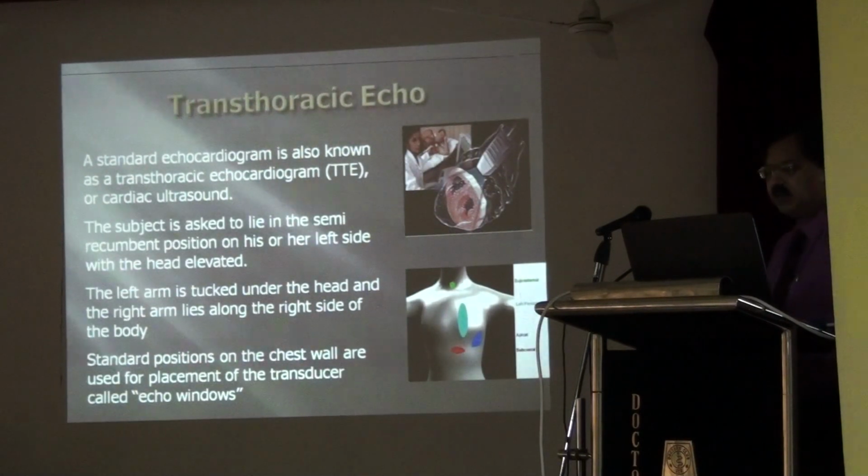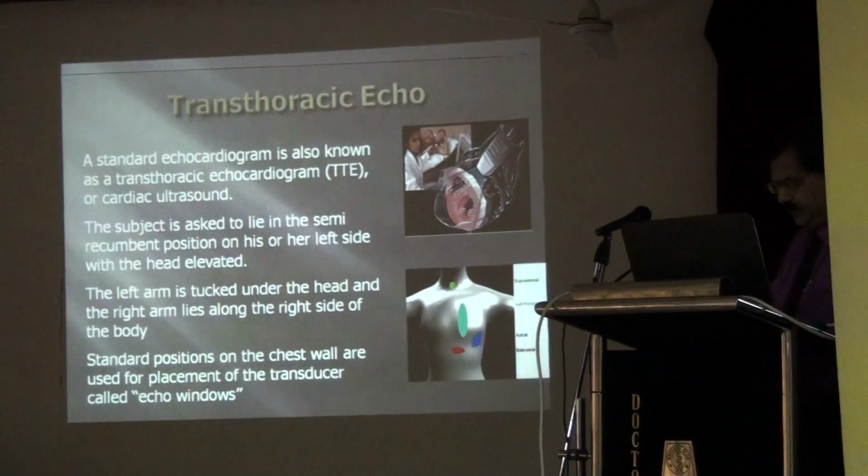Then the basic modalities. We know there are transthoracic and transesophageal echocardiography. These are the 2 common modalities. Transthoracic echocardiography is the most non-invasive way. The position should be semi-reclined, with the left arm tucked under the head and the right arm lying along the right side of the body, and standard positions on the chest wall are used for placing the transducer. These are typically known as the echo windows.